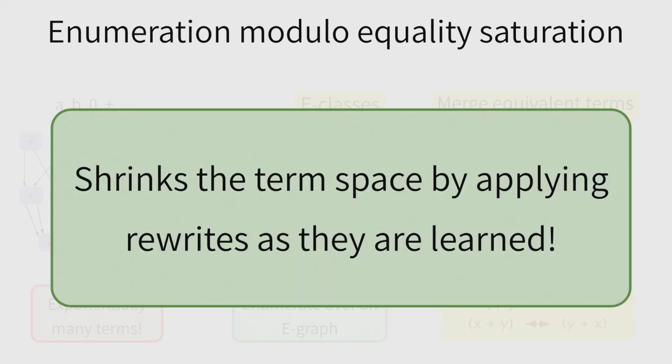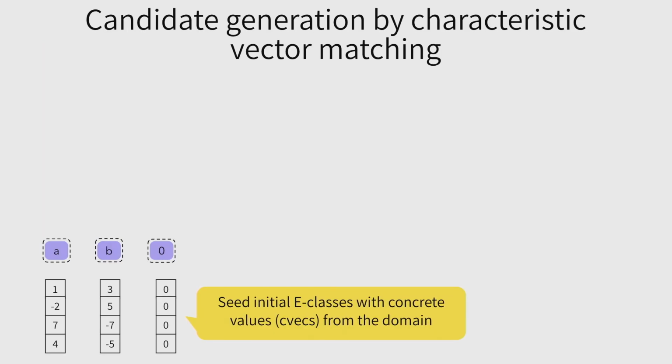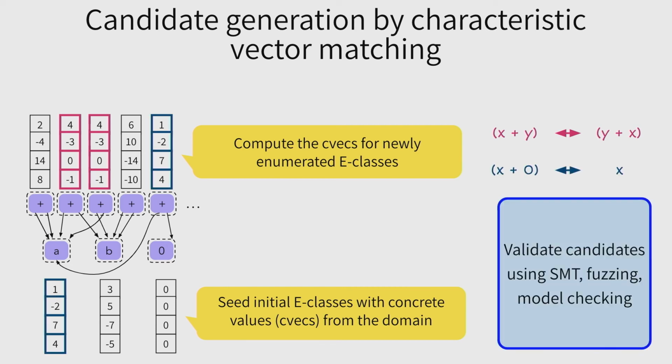Okay. So this neat thing where we're applying the rules as we learn them, and that enables going deeper, finding more rules. For candidate generation, Ruler basically works at a high level pretty much the same way as traditional rule inference tools. I'm going to have a vector of inputs that I run for each E-class. I'm going to evaluate it, and then when I find 2 E-classes that have the same fingerprint, that'll be a likely rule.